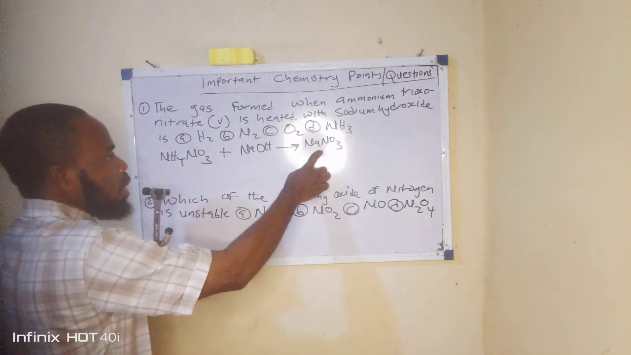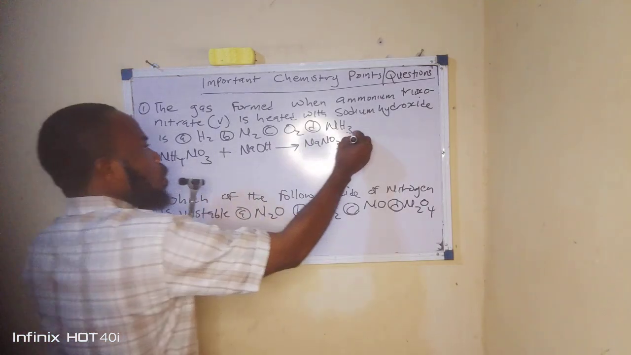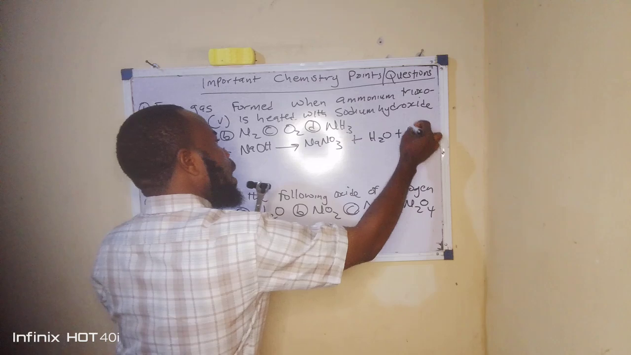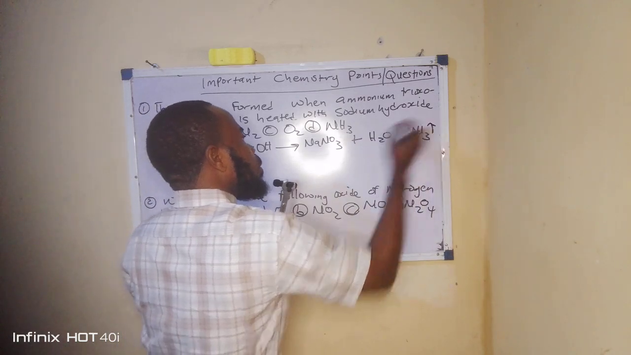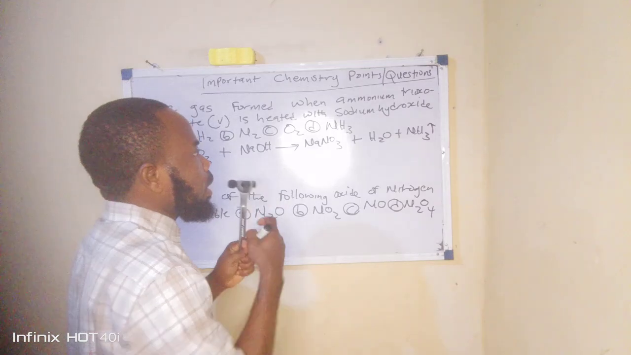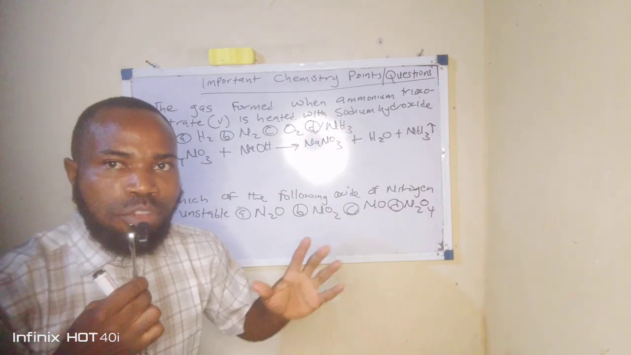So what am I trying to say? That this salt that is formed is soluble in water. Plus it will now give me H2O, plus ammonia gas is given off. Now, the gas that is given off here is what? It is ammonia. So obviously our answer is D. But I will not leave you like that. We have to be very careful.